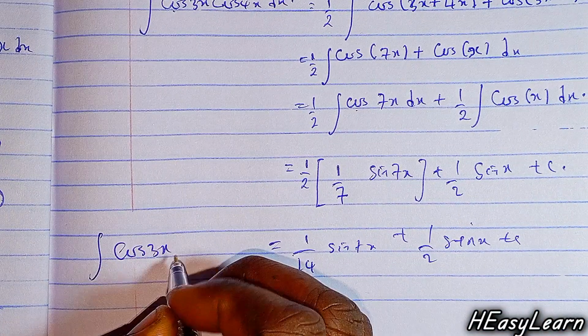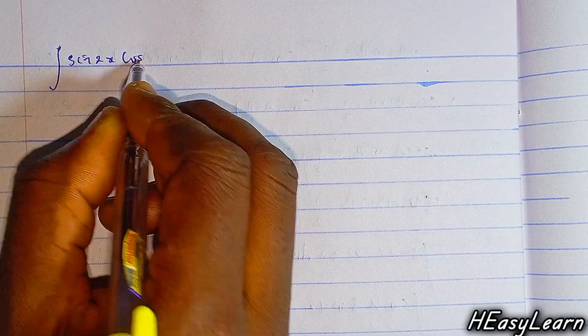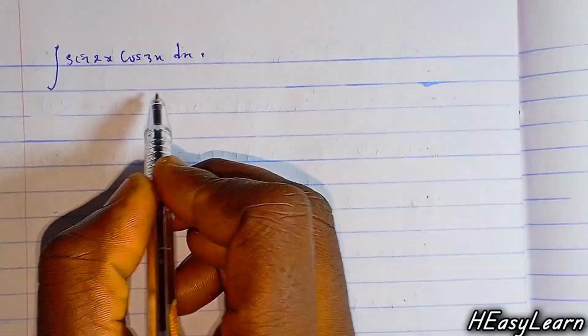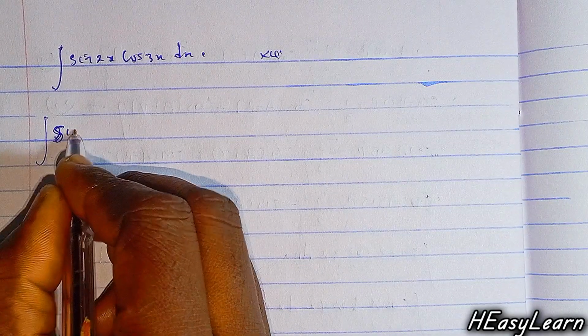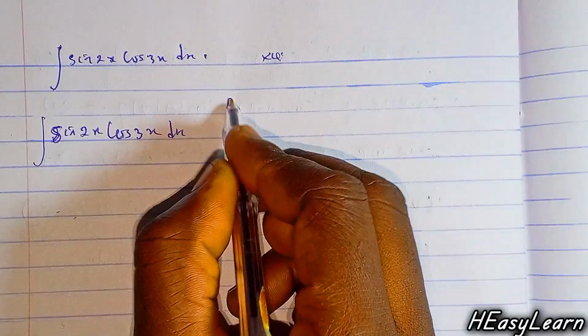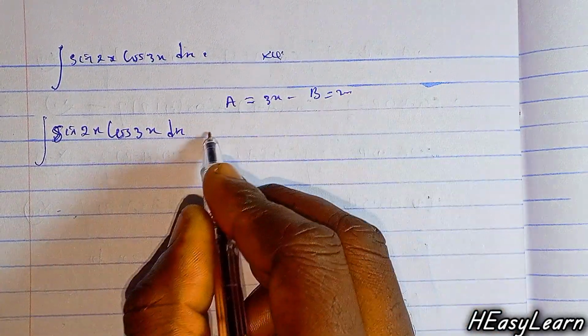This is the integral of cos 3x cos 4x dx. Find the integral of sin 2x cos 3x dx. In this case, you are going to use equation 4 from above. What is this integration? sin 2x cos 3x dx. In this case, A is equal to 3x and B is equal to 2x.